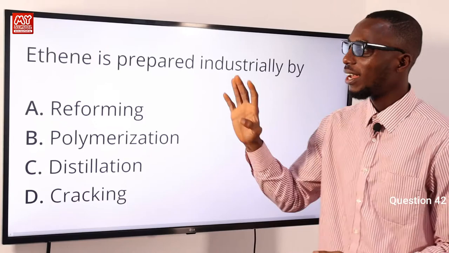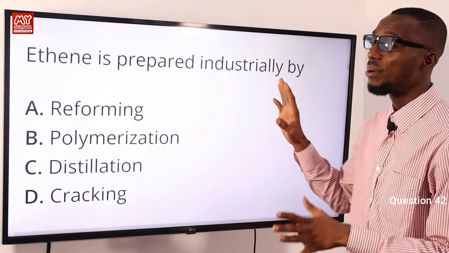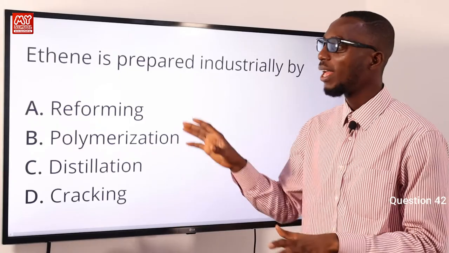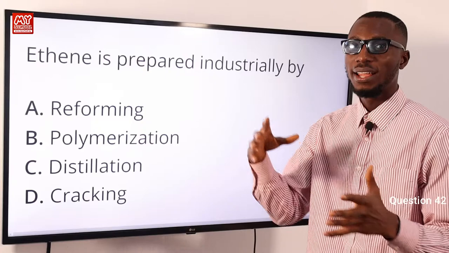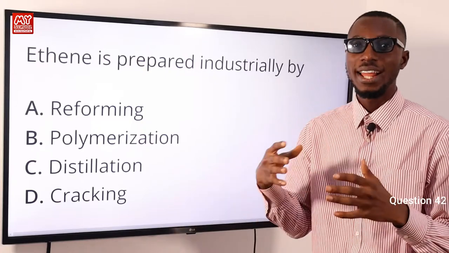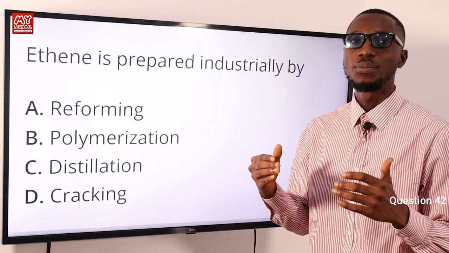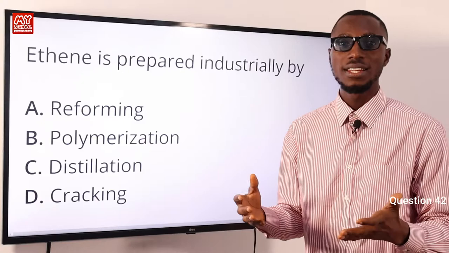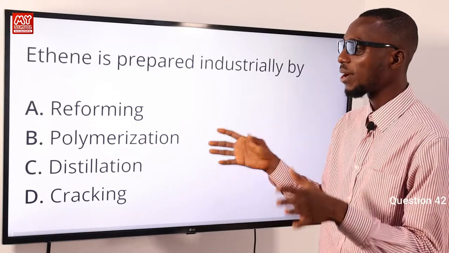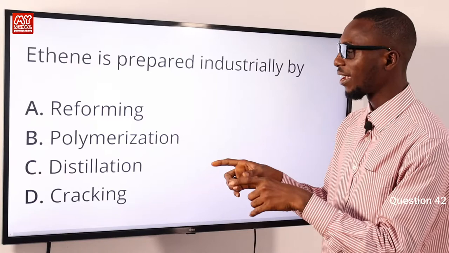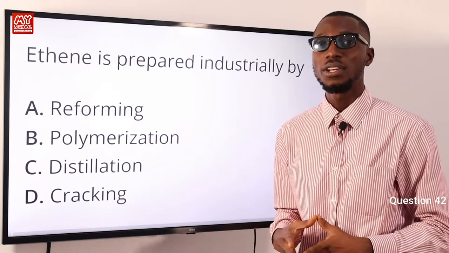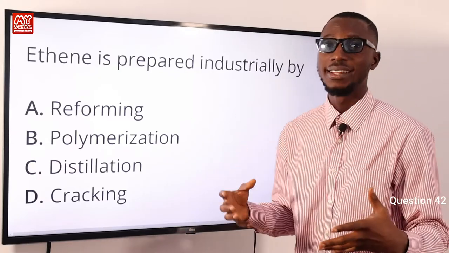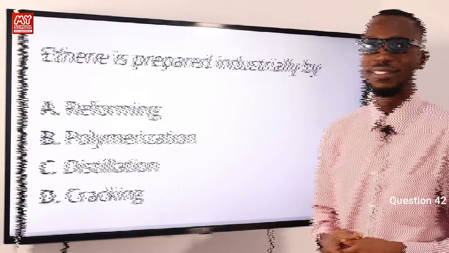Question 42. Ethane is prepared industrially by what? That is by the cracking process of the gas oil fraction of petroleum, and in the laboratory it is prepared by reaction between ethanol and excess concentrated H2SO4 at 170 degrees Celsius. We should also know that ethane is the most important alkane. So fitting it back to the question, ethane is prepared industrially by cracking. Option D is the correct option.